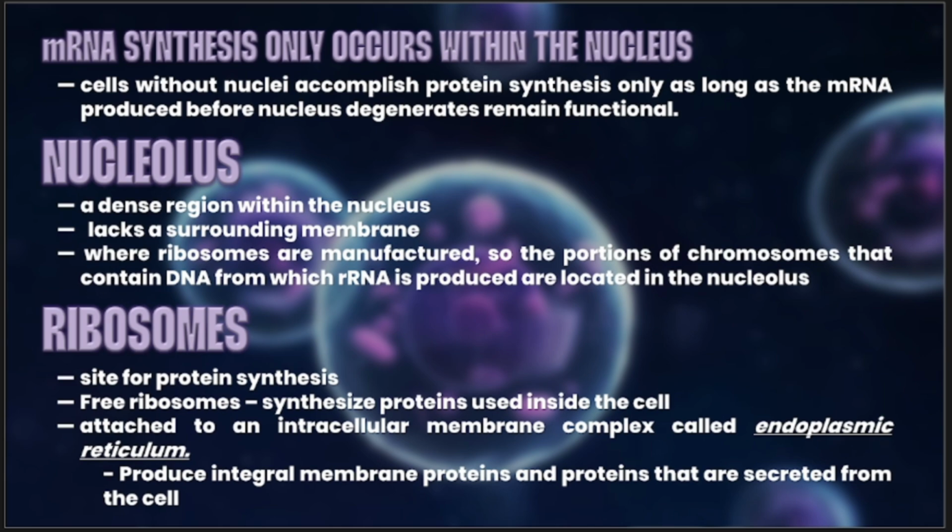Okay? You also have your nucleolus. Your nucleolus now is a dense region. Okay, so to correct it, this is not an organelle, rather, it is a dense region within the nucleus that lacks a surrounding membrane. Your nucleolus is responsible for manufacturing ribosomes. And your nucleolus contains portions of chromosomes with DNA that is transcribed into ribosomal RNA, which is again essential for ribosome assembly.